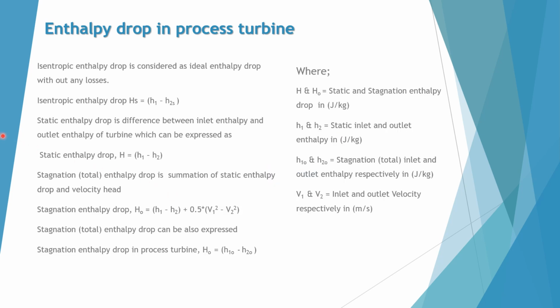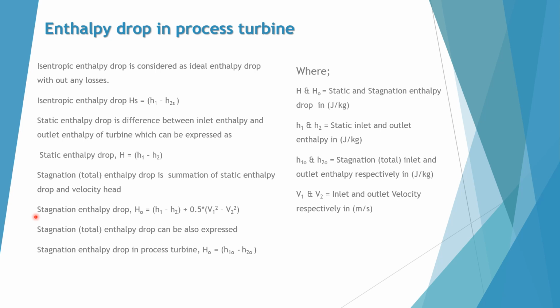Enthalpy drop in process turbine. Isentropic enthalpy drop is considered as an ideal enthalpy drop without any losses. Isentropic enthalpy drop Hs is equal to H1 minus H2S. Static enthalpy drop is the difference between inlet enthalpy and outlet enthalpy of the turbine, which is expressed as actual enthalpy drop H1 minus H2. Stagnation enthalpy drop is the summation of static enthalpy and velocity head, which can be written as HO is equal to H1 minus H2 plus half of (V1 square minus V2 square).